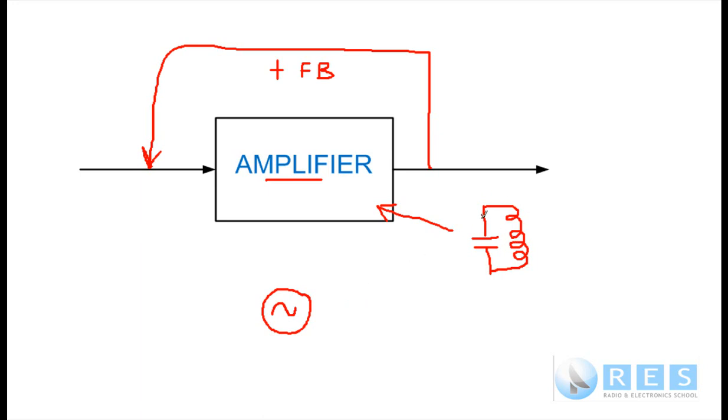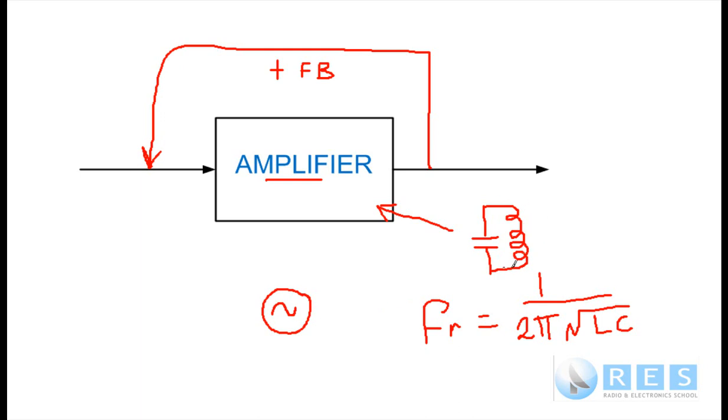We can use a parallel tuned or series tuned circuit, and by the way, you don't need to know this, but I'll give you the equation. The frequency of oscillation of this circuit is FR equals 1 over 2 pi root LC. You won't be tested on this, but I just think it's so handy to know. So we can use this equation and tune this circuit to the frequency we want this amplifier to oscillate on, and in that case it becomes an oscillator.